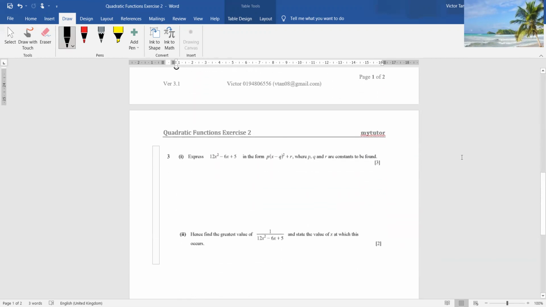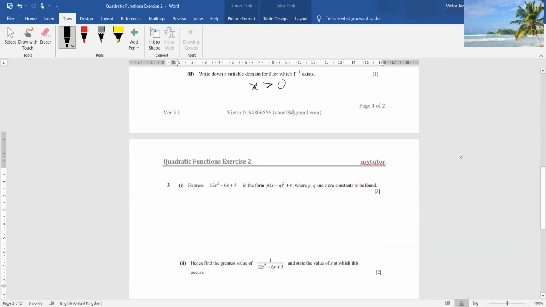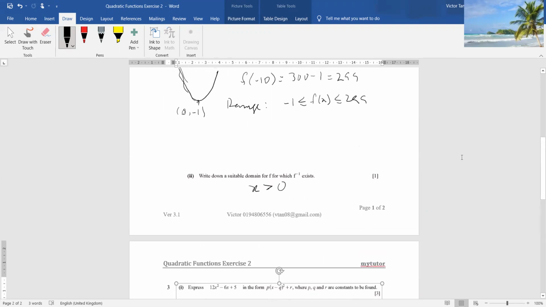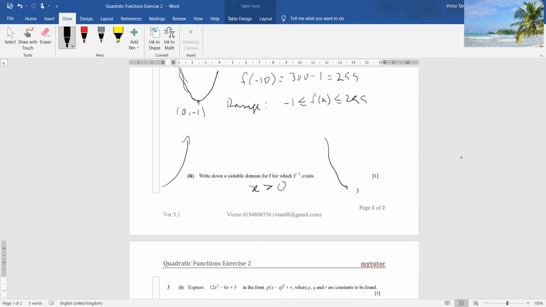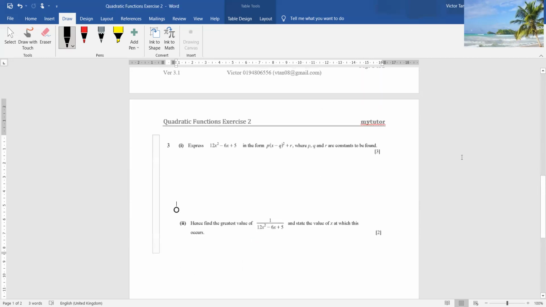Express 12x squared minus 6x plus 5 in the form p(x minus q) squared plus r. So this is completion of the square again. Before I continue, a one-to-one function is either ascending, which I've written as x larger than 0, or a descending function, which is x smaller than 0. Okay? There's no turning point.